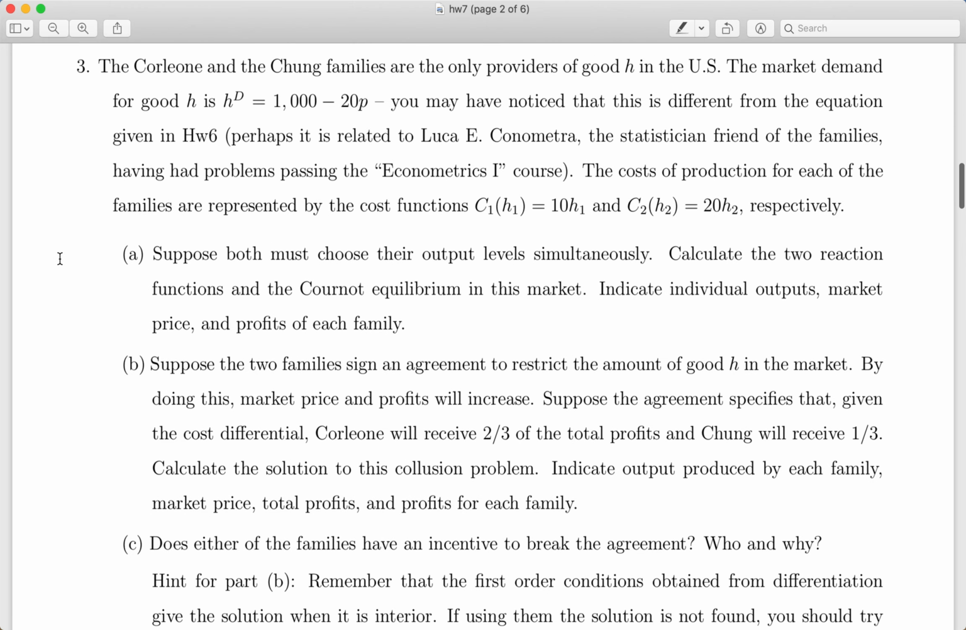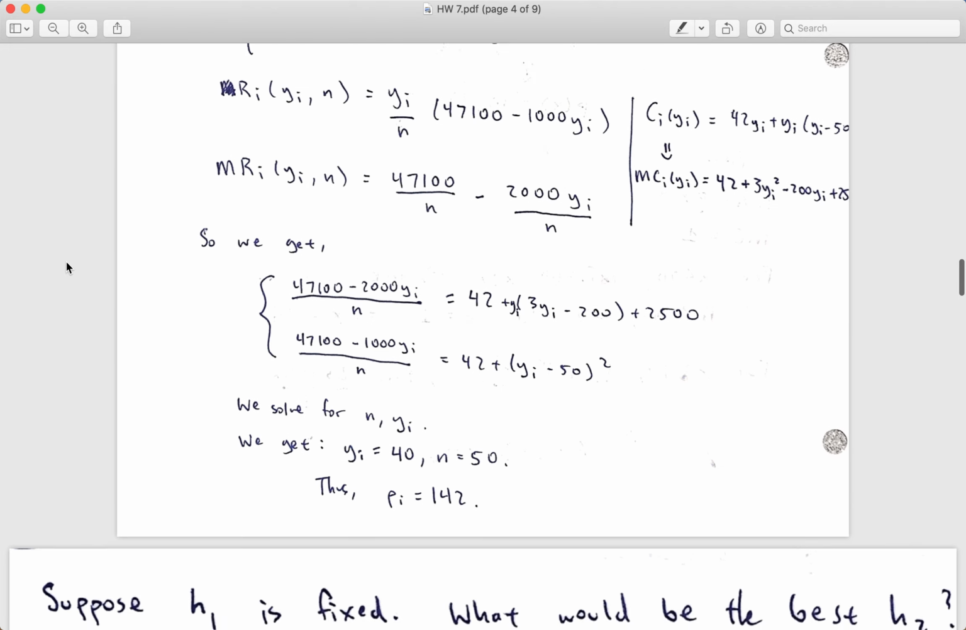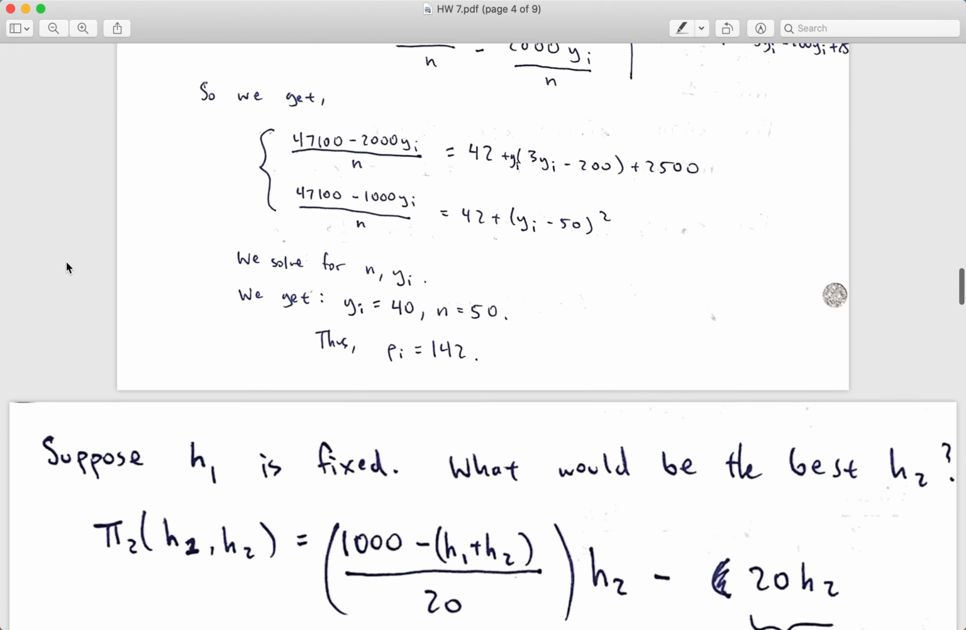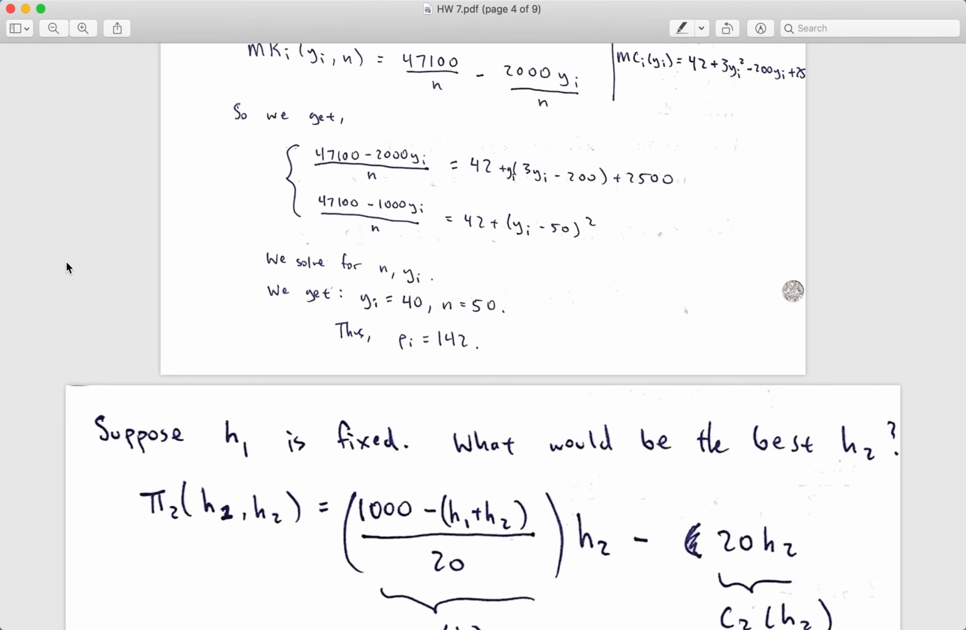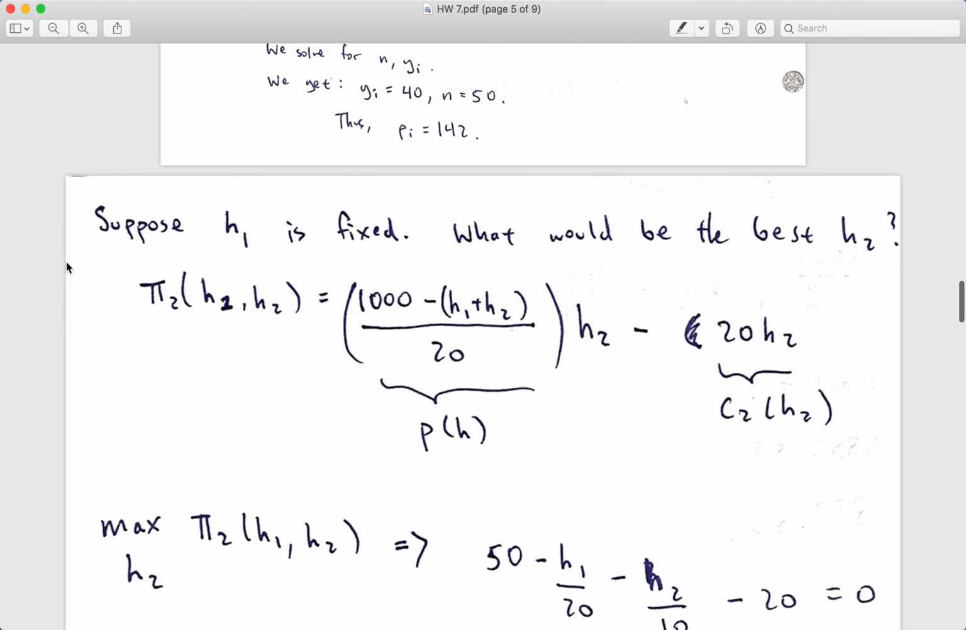And for 3, so 3 is a Cournot equilibrium problem, and the first thing to do in 3a is to find the best response functions. The way you find the best response function is you just suppose the other firm is producing some quantity, so suppose h2 is some fixed number, and then you do the standard profit maximization problem for h1. So if you suppose h1 is fixed, you ask what would be the best h2.